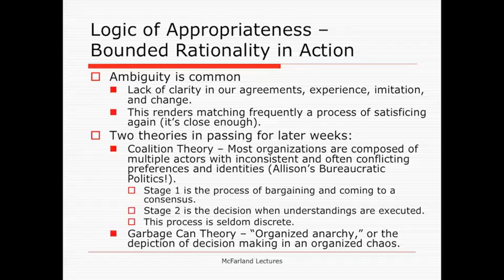This interaction among the individuals is akin to Allison's bureaucratic politics model, that you're going to read in the Cuban Missile Crisis case. March, of course, suggests that there's a two-stage decision process to this. Stage one is the process of bargaining and coming to consensus, and then in stage two, the decision is actually made, and the understandings people share is finally executed.